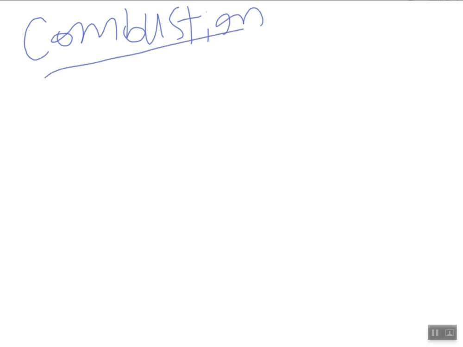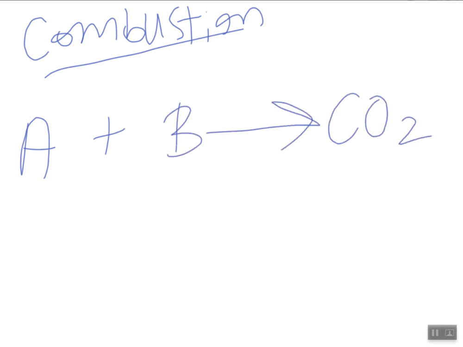And then the next reaction type we're going to be talking about is combustion. Basically what combustion is, it is when you have a reaction that yields carbon dioxide. So you could have anything here and anything here, and you would have to have it yield carbon dioxide. An example of this would be something like C3H8. Oh, and another thing is you would have to have carbon and hydrogen here.